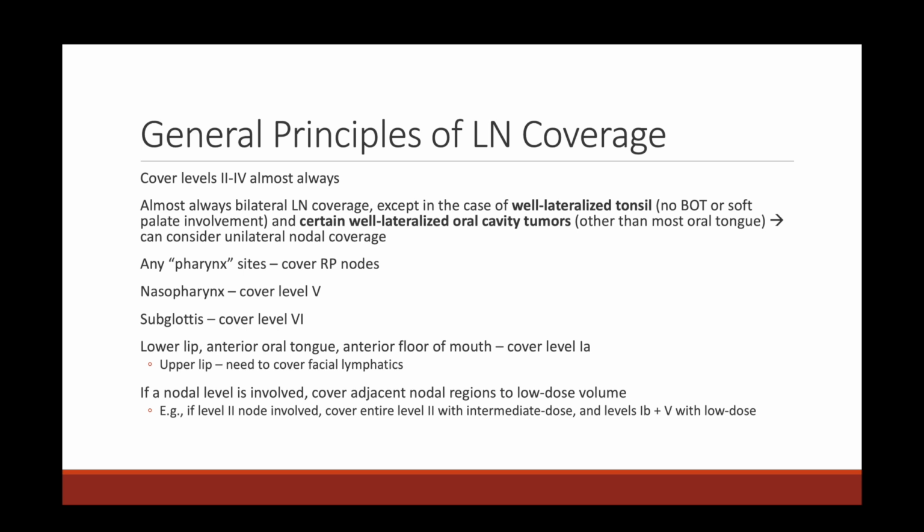And then obviously, when we're contouring each case, we approach on an individual basis and make unique considerations to that case. So general principles of lymph node coverage. Levels 2 through 4 are going to be covered almost always. Almost always, we're going to be covering lymph nodes bilaterally, except in the case of well-lateralized tumors that are localized to the tonsil with no base of tongue or soft palate involvement, and also in certain well-lateralized oral cavity tumors.